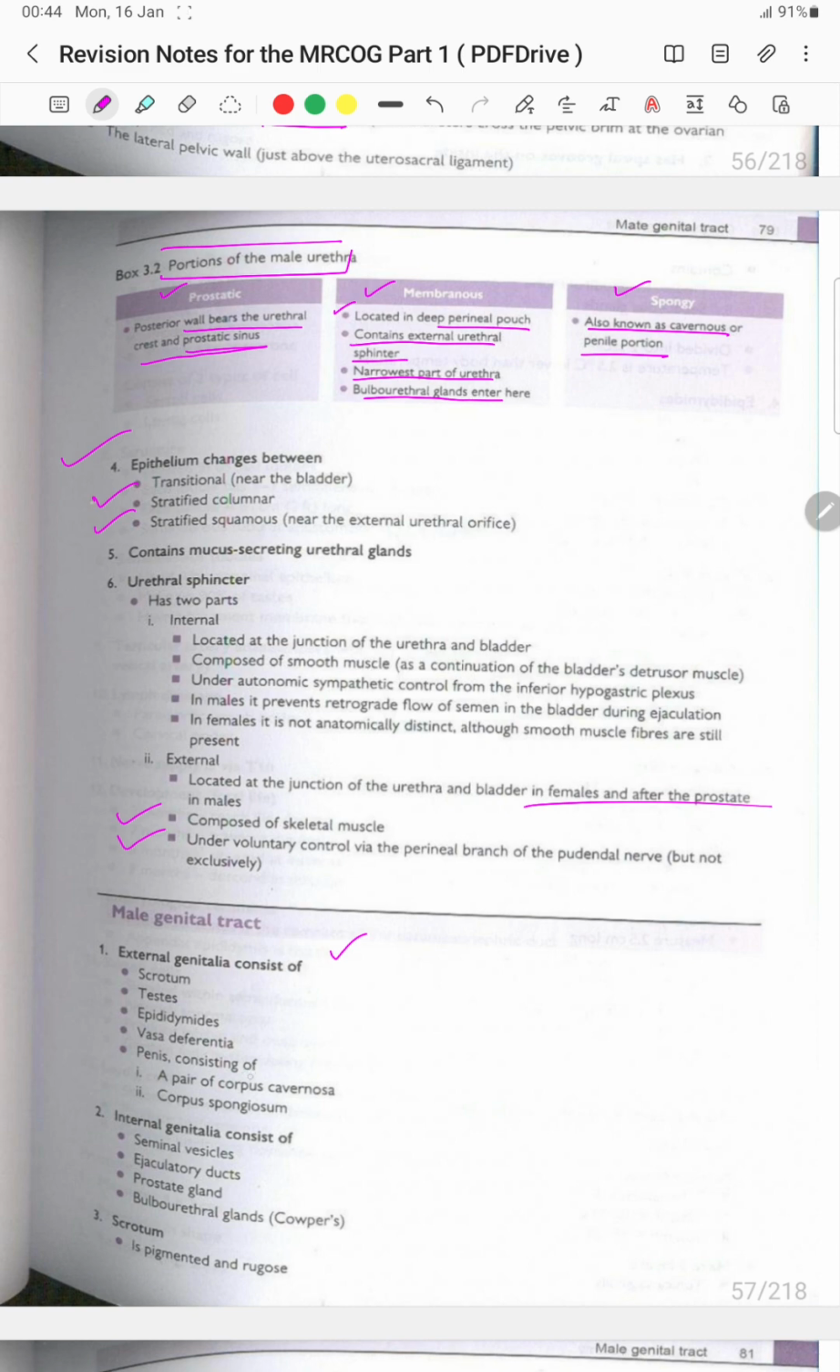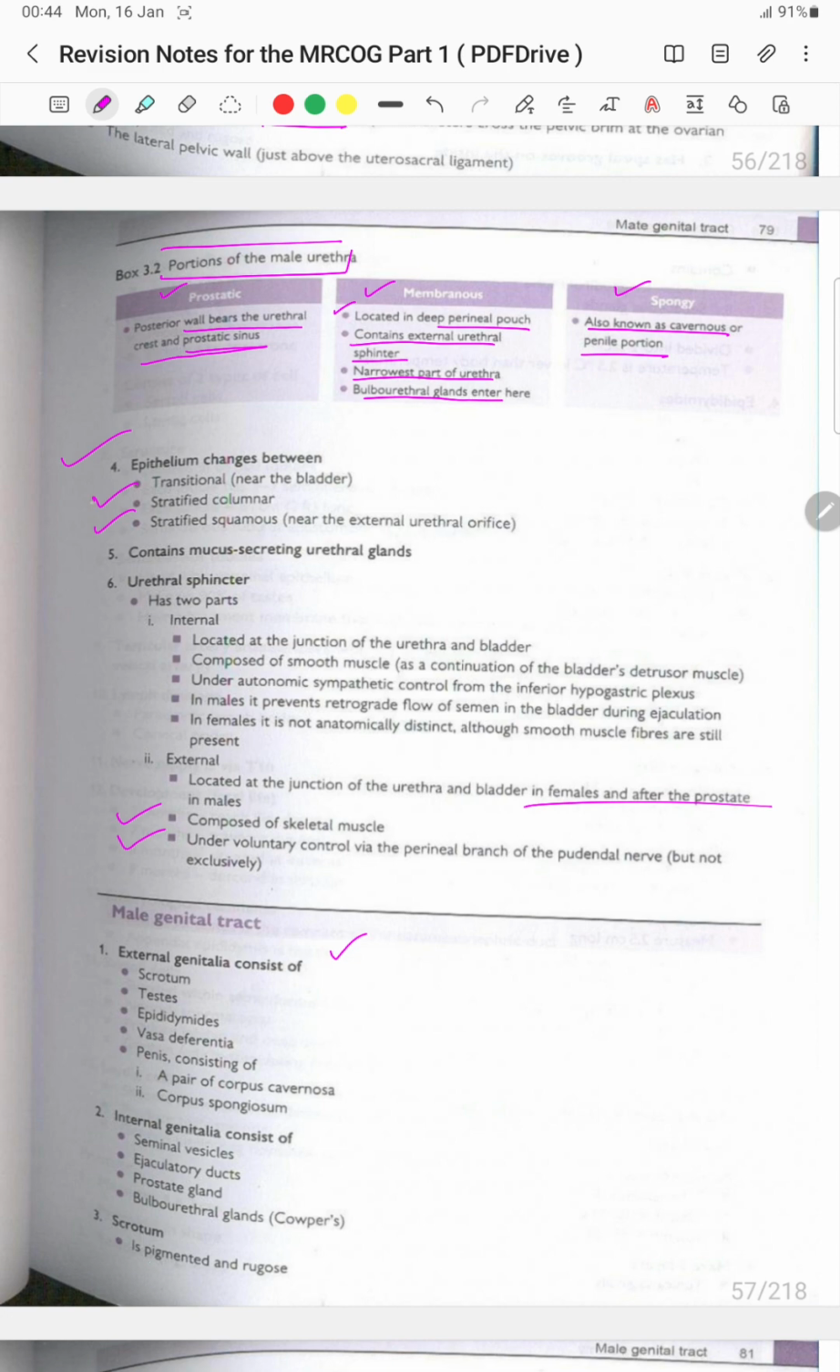Now moving towards the male genital tract, the external genitalia consist of the scrotum, testes, epididymis, the vas deferens, and the penis, consisting of a pair of corpora cavernosa and the corpus spongiosum. The internal genitalia consist of the seminal vesicles, the ejaculatory ducts, the prostate gland, and the bulbourethral gland, which is Cowper's gland.